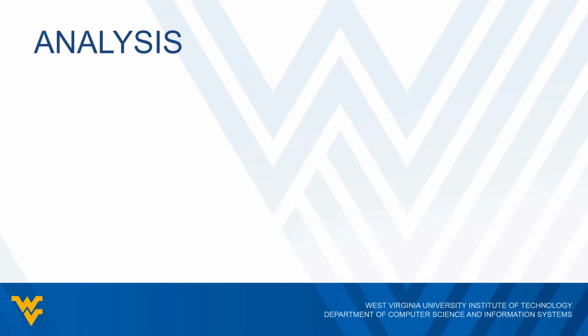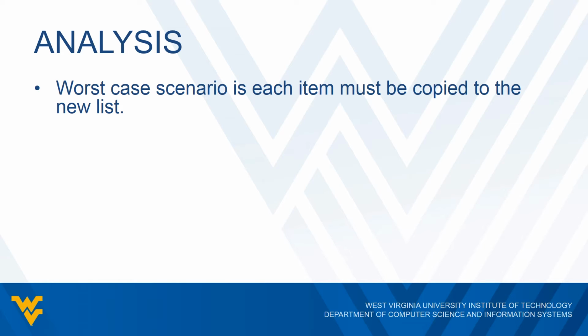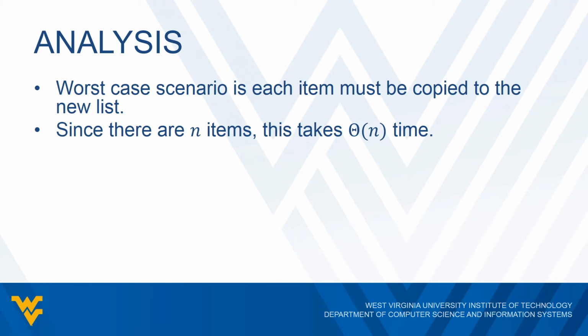Let's analyze this algorithm. Once again, we need to ask ourselves, what is the worst case scenario? I'm going to ask you that. Pause the video for a second, think a little bit about it, and then resume once you think you know the answer. The worst case scenario for this is that each item has to be copied into the new list. Now, there are n items, and each copying is a very simple operation. It doesn't take much work. So this takes theta of n time to copy all the items from one list to another.